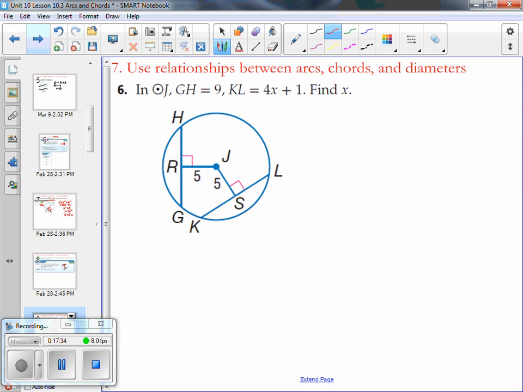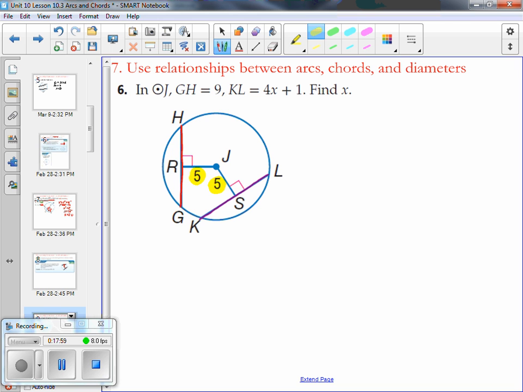All right, let's do number 6. This will be our last example from the assignment. It says in circle J, the length of GH is 9. So this red segment is 9. The length of KL is 4x plus 1. So the purple one is 4x plus 1. Find x. And you need to notice something here.